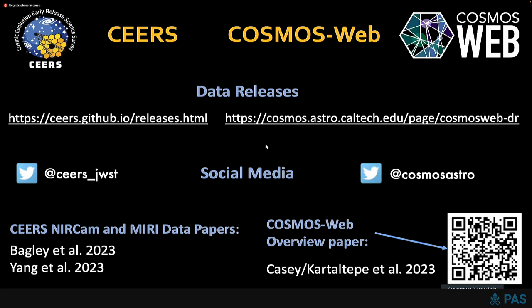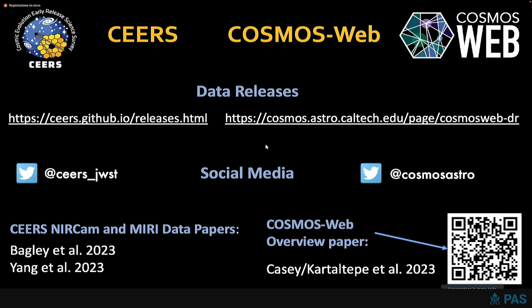I don't need to give a big overview because I think people are already familiar with these surveys. But I did want to highlight that both have made public data releases, and I've highlighted the web pages here where you can download the data. CEERS is complete, so all of the imaging and spectroscopy are publicly available, reduced and calibrated. For COSMOS-Web, half of the data is now available here.